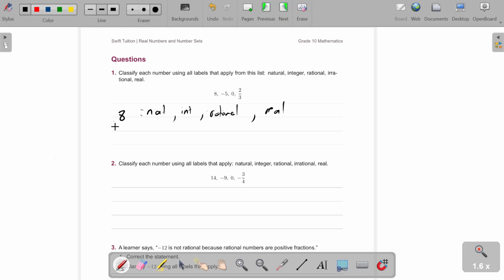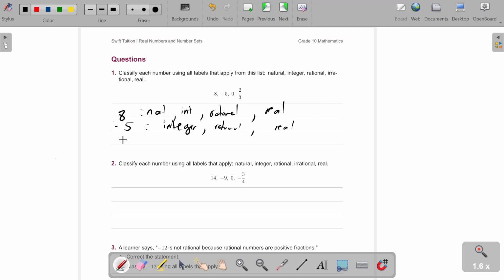Then we're going to have -5. Well, -5 does not start from 1, so I'm not going to count it as a natural number, but it does include the negative version of a natural number. And we know that negative versions of natural numbers are going to be integers. But if you're an integer, then you must be a rational number. And if you're a rational number, you must be a real number.